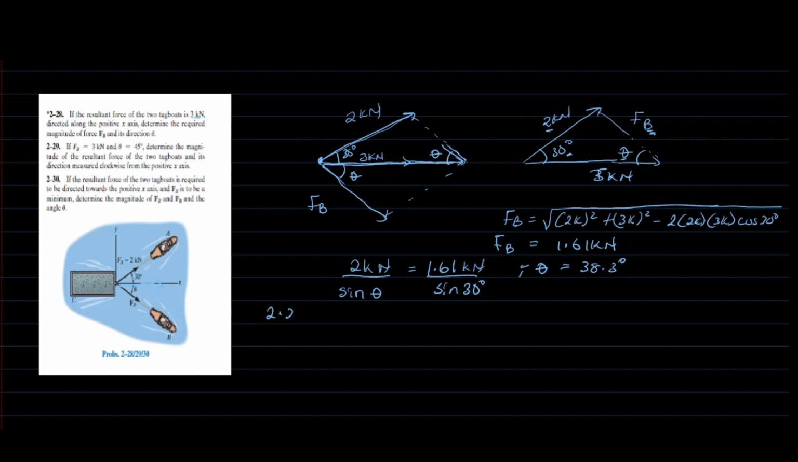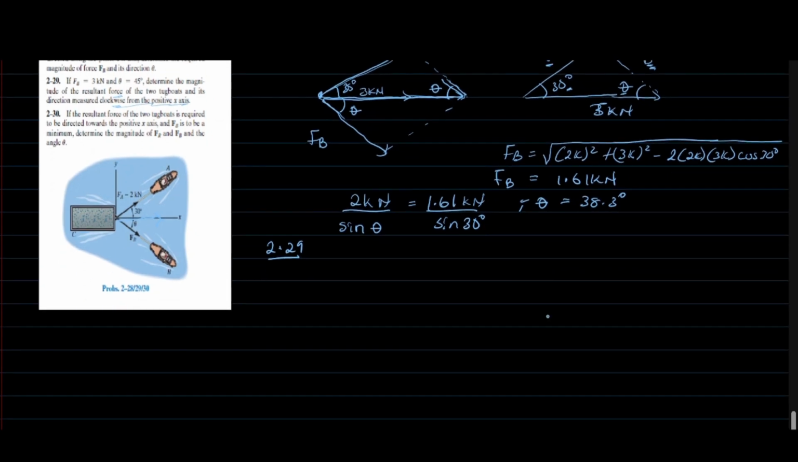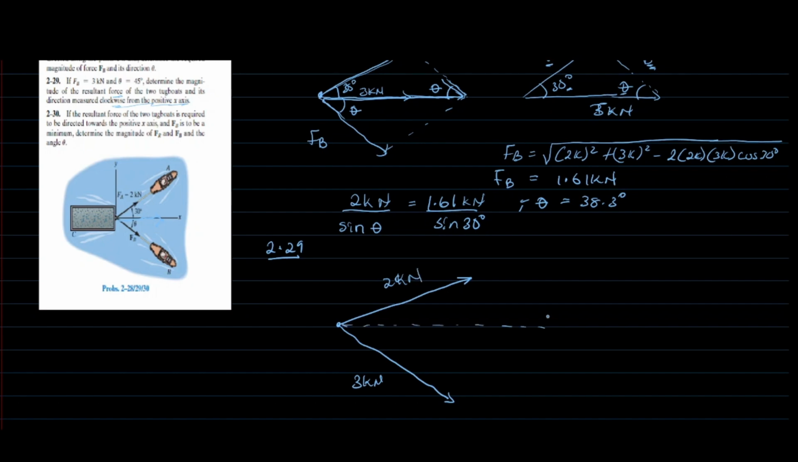Now moving on to the second one, 2.29. In this case we're given FB and we're given theta, and we're told to find the resultant force and its direction measured clockwise from the positive x-axis, which means the resultant force is not on the x-axis anymore. So if we have our force FA, our force FB is 3 kilonewton, this is 2 kilonewton, this is our imagined horizontal, this should be our resultant force somewhere around here.